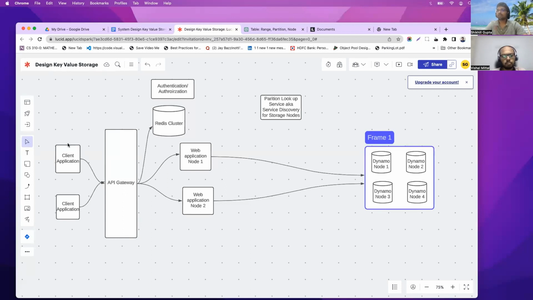So we have a client application, and we have an API gateway. We have a Redis cluster. We have a web application. There's authentication and authorization, and we have a partition lookup service, and we have database nodes, okay, DynamoDB, you can say. I'm not taking DynamoDB as a managed service, okay, mind it. Otherwise, what would be the point of building such a system, a distributed key value store? Because DynamoDB in itself is a distributed key value store, right?